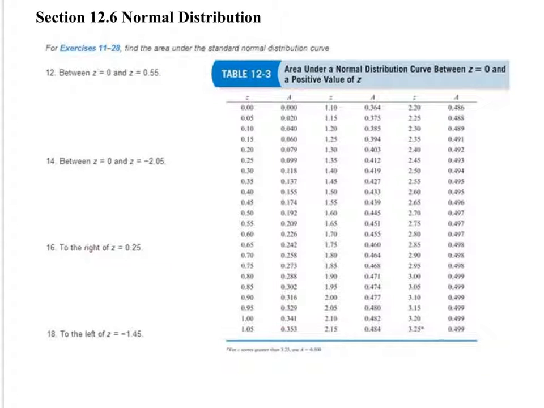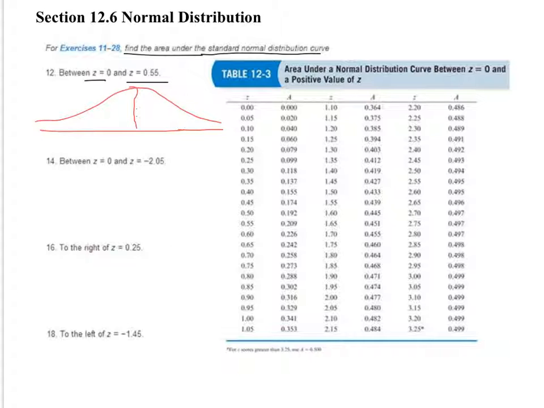Okay, let's look through these few exercises on how to use a normal distribution table. The first one, number 12, asks us to find the area under the standard normal curve between z equals 0 and z equals 0.55. So the first thing we do, I will draw a normal curve to indicate the region.